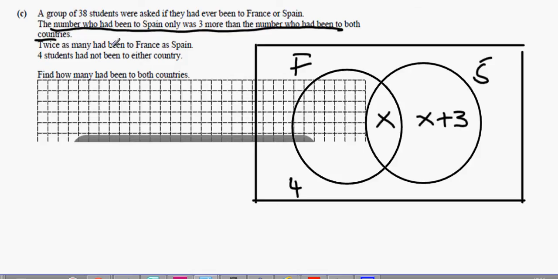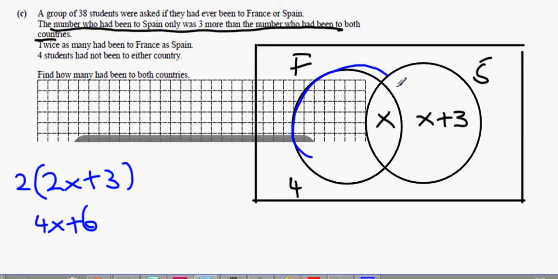Twice as many had been to France as Spain. So the number of people that have been to Spain is the 2 of these added together. That's going to be 2x plus 3. And now we've got to multiply that by 2, and what we get there is 4x plus 6. Now please remember, this 4x plus 6 includes everything in France, so it includes the x in the middle. So to get this part here on its own, we need to take away x. So what it actually should be is 3x plus 6.